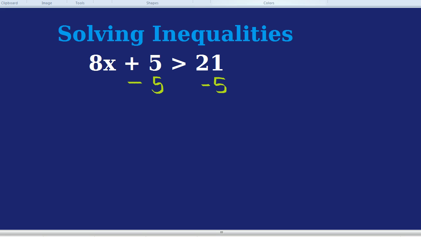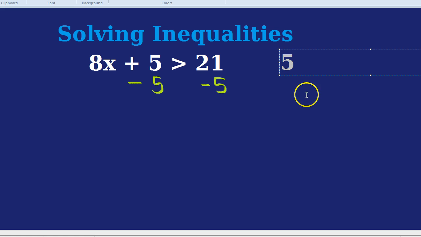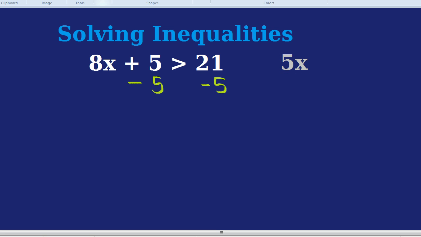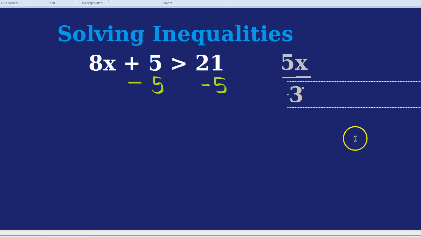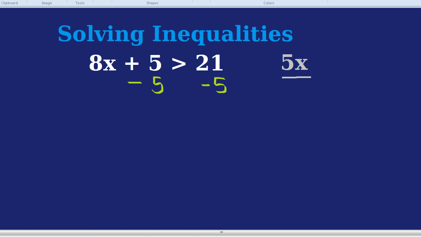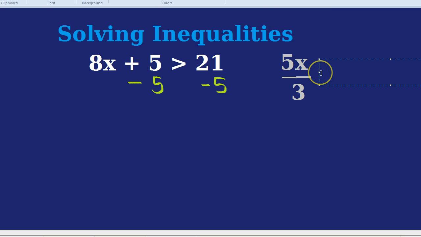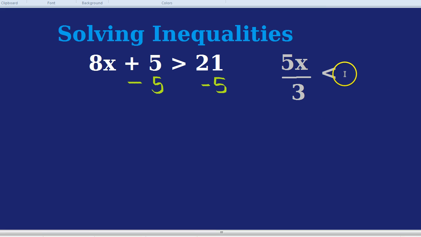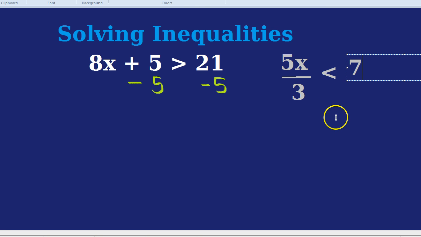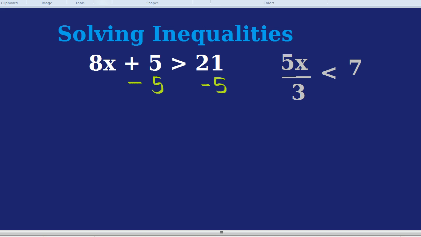Let's try another one. How about we had something like 5x all divided by 3, that is less than or equal to 7. Okay, less than or equal to. So there'd be a little line.